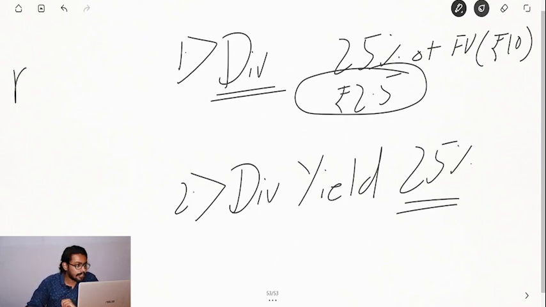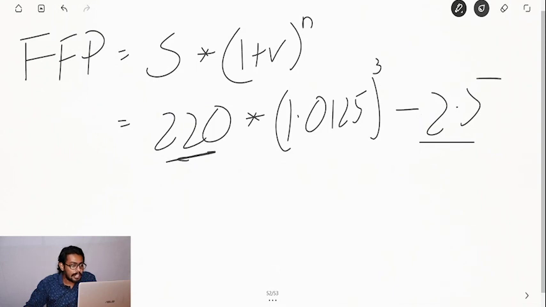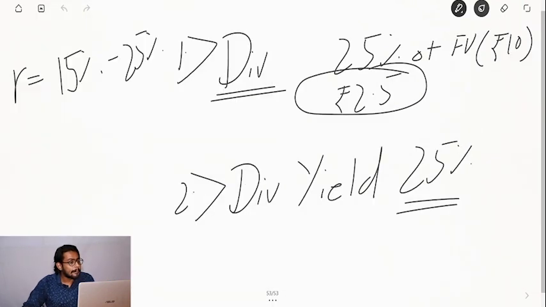Now, if it was a dividend yield of 25%, your rate would be 15% minus 25. A dividend yield is a particular percentage on the market price, as we discussed. This R is also applied on market price, so dividend yield will be adjusted within this R itself. You can take it as 15 minus 25. Minus 10% is absolutely okay.